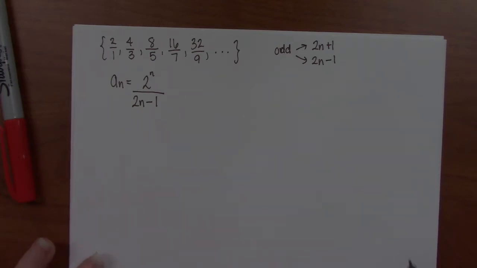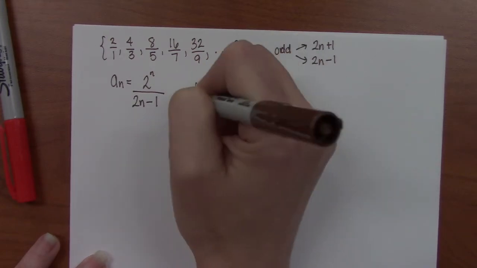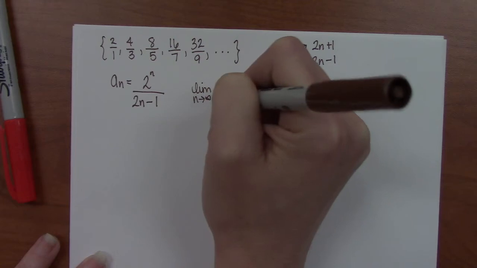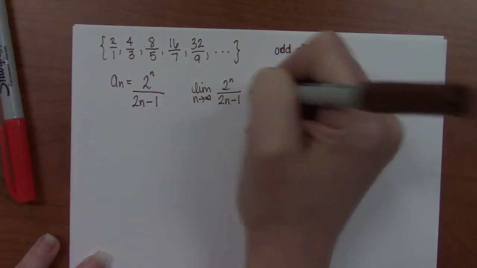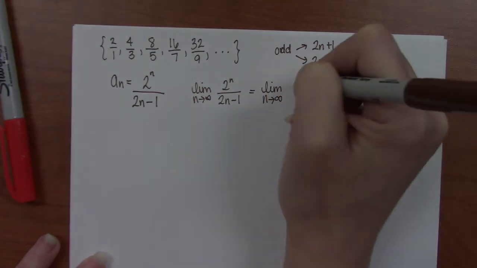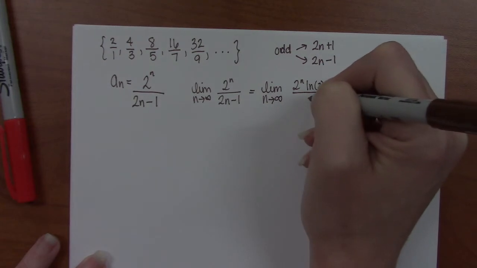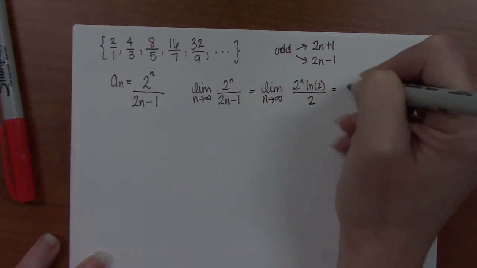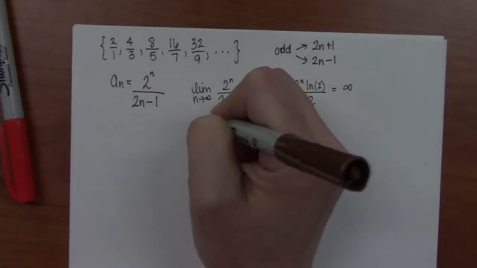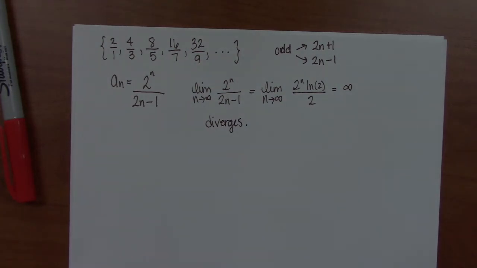Now, if we test this for convergence, and we look at the limit as n goes to infinity, and we apply L'Hopital, the numerator is 2 to the n natural log of 2, and the denominator is just 2, and we can clearly see that the exponential is going to grow that to infinity. So this sequence diverges.